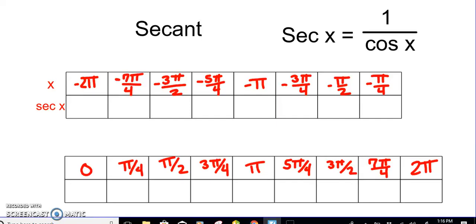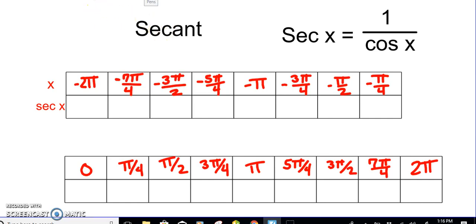Last graph is the secant graph. Woo! Finally made it. All right, so secant is the same thing as 1 over cosine, just like we talked about. Cosecant was 1 over sine. So again, with these values, we're going to put them in a calculator and find the values. We're going to do 1 over cosine of negative pi over 2, and 1 over cosine of negative 3 pi over 2.